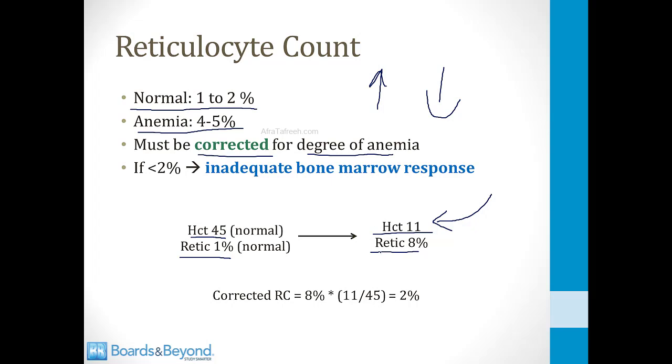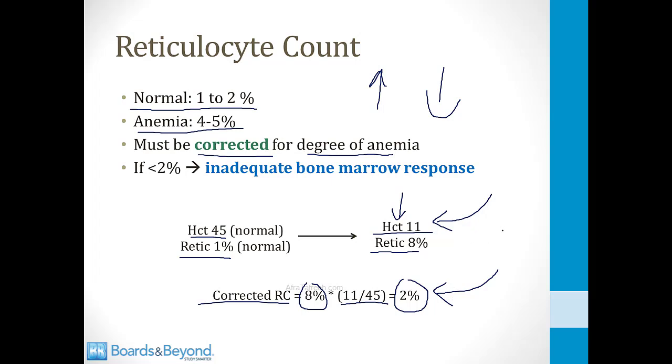So what you need to do in order to determine whether the bone marrow response is appropriate is correct the reticulocyte count. To correct it, you take the percentage, 8% in this example, and multiply by the anemic hematocrit divided by a normal hematocrit, so 11 divided by 45. This gives you a reticulocyte count that is corrected to 2%, and this is very low. This is an inadequate bone marrow response.